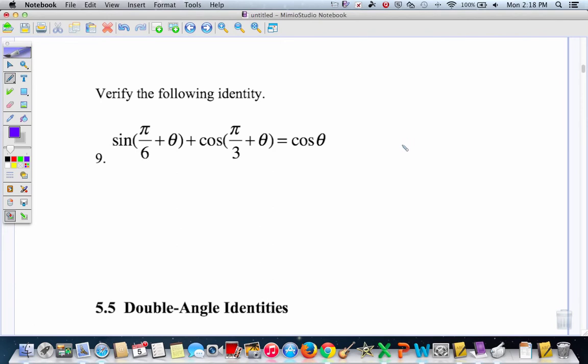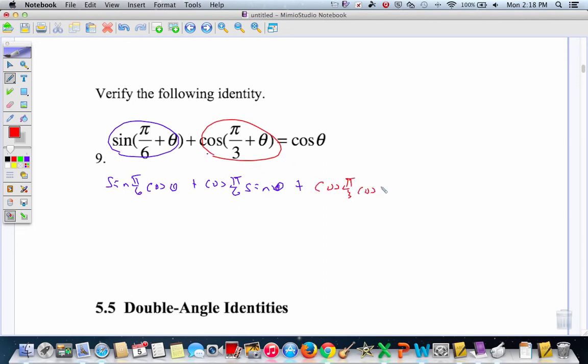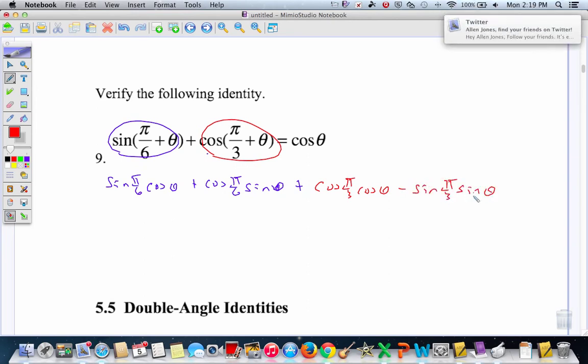Let's move on. And we can't end without doing one identity. Sine pi over 6 plus theta plus cosine pi over 3 plus theta is going to reduce down to cosine theta. So what I'm going to do is expand both of these out in their sum formulas. So sine pi over 6 cosine theta plus cosine pi over 6 sine theta. So that's the sine of pi over 6 plus theta. Then I have plus, and I'll go ahead and expand the cosine out as well. That'd be cosine pi over 3 cosine theta minus sine pi over 3 sine theta.